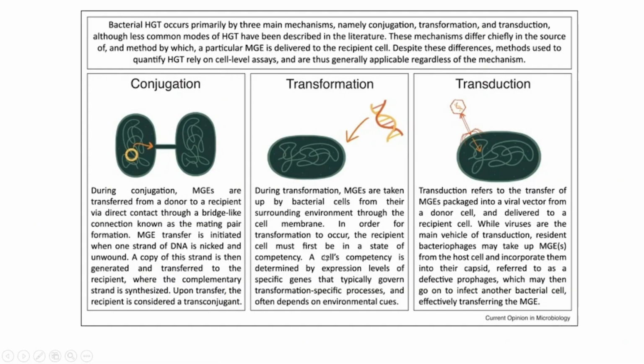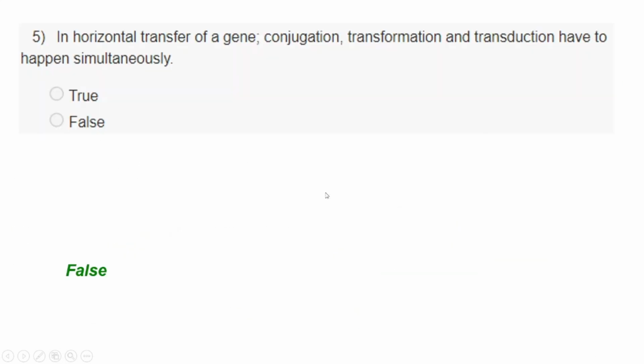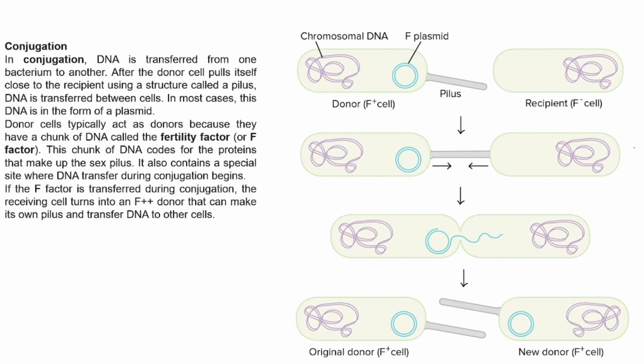So these are the three types of genetic element transfer, how horizontal gene transfer is occurring. MGE means mobile genetic elements. This is taken from a Current Opinion in Microbiology journal. So this is how the three techniques help in horizontal gene transfer. There is no written rule or criteria that all three have to happen simultaneously. They can happen individually as well. So that's why this answer is false. The answer to this question is false.